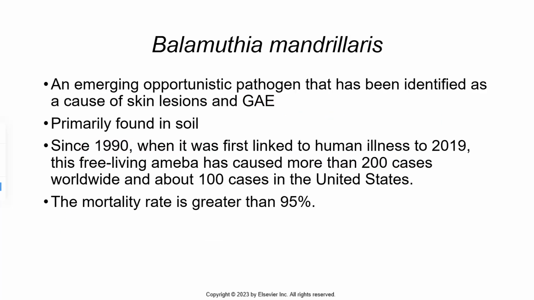Balamuthia mandrillaris, an emerging opportunistic pathogen that has been identified as a cause of skin lesions and GAE, is primarily found in soil. Since 1990, when it was first linked to human illness, to 2019, this free-living amoeba has caused more than 200 cases worldwide and about 100 cases in the United States. The mortality rate is greater than 95%.